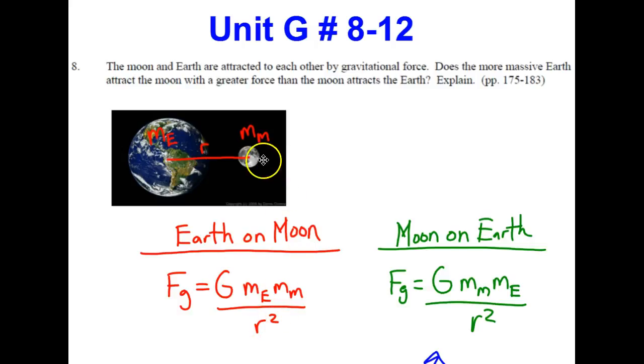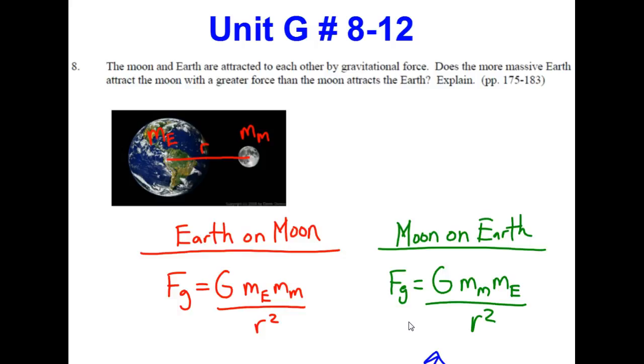If we calculate the force of gravitational attraction of the moon on the earth, that would be Fg equals big G, mass of the moon, mass of the earth, over the distance between the earth and the moon, however you want to look at it, squared. The point of this conversation is, if you look at these two equations, they're identical. It's just that the masses are in different orders, but because multiplication is commutative, you end up with the same Fg value.